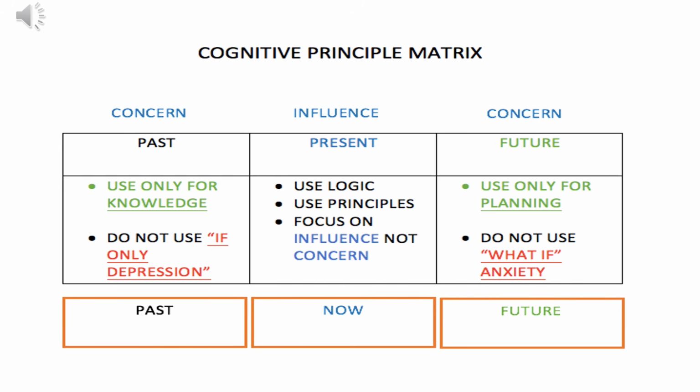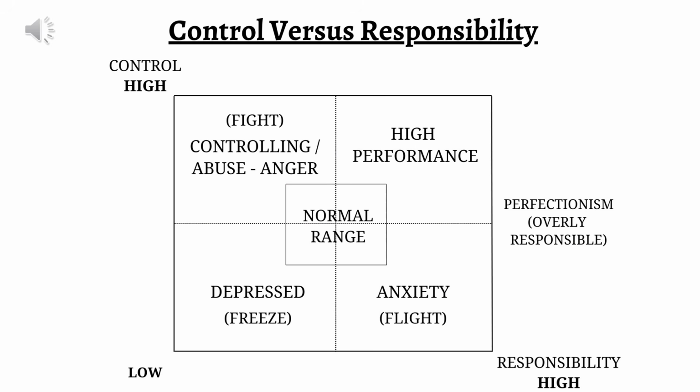So if you're moving between the past with if onlys and the future with what ifs, you're just constantly moving between anxiety and depression. So you're supposed to stay in the present. Focus on your logic, use the principles, and use your influence, not your concern. That's how you operate. The rule here is control versus responsibility, and they need to be balanced.